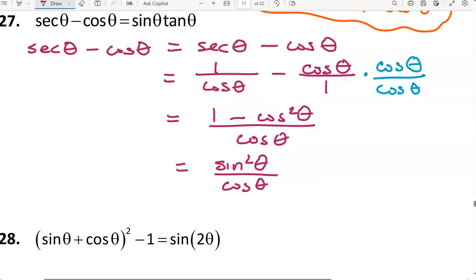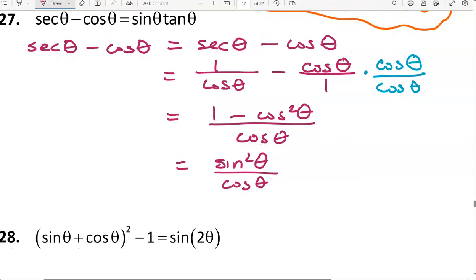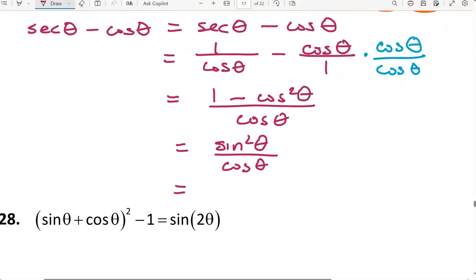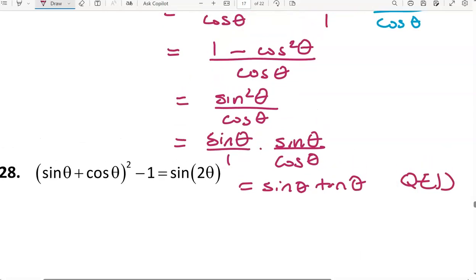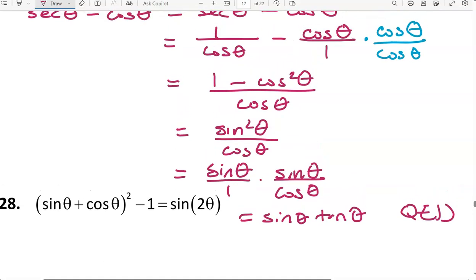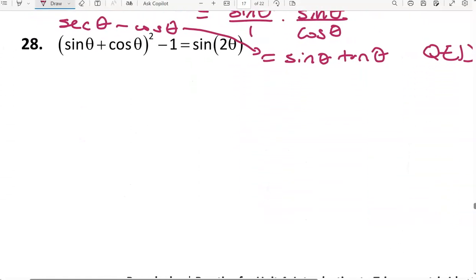Now let's take a look at our target. Our target is sine of theta times the tangent of theta. So I'm just going to separate out here 1 sine of theta times sine of theta divided by the cosine of theta, and that is equal to the sine of theta times the tangent of theta. And we can just bring down the other side and write QED. I'm running out of room here, but let's just imagine that I brought this down to the same side of the equation there. All right, one more to do on this page.